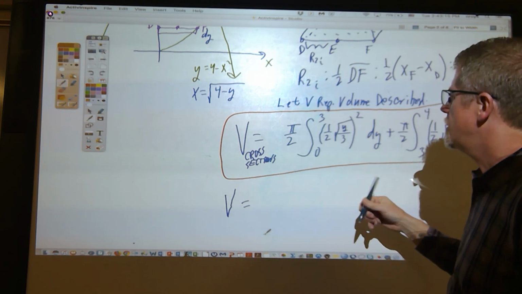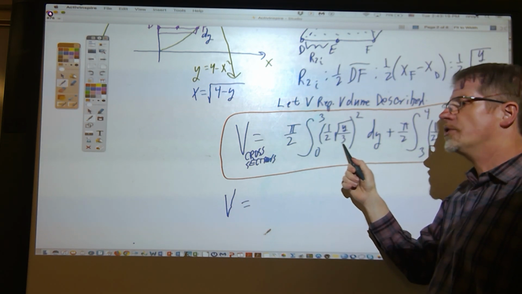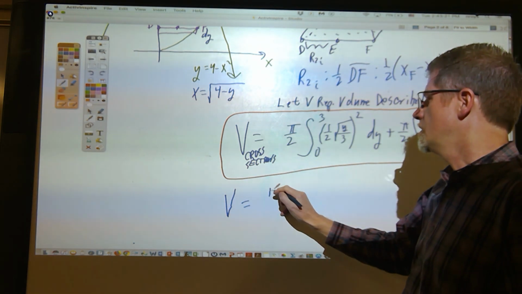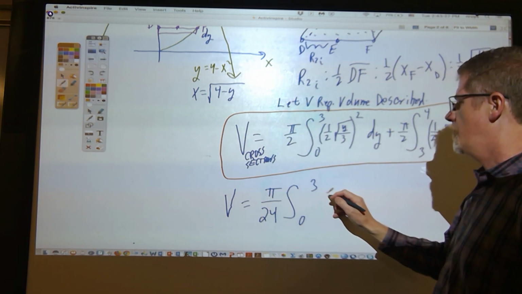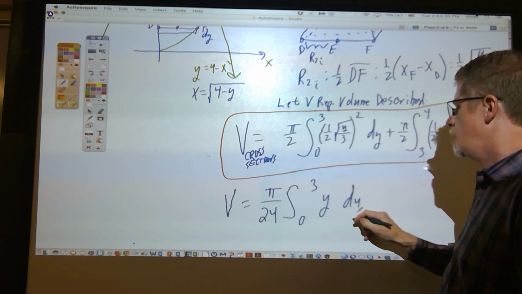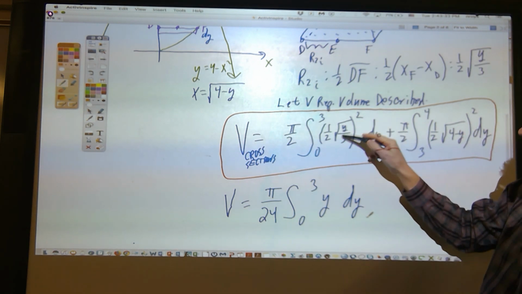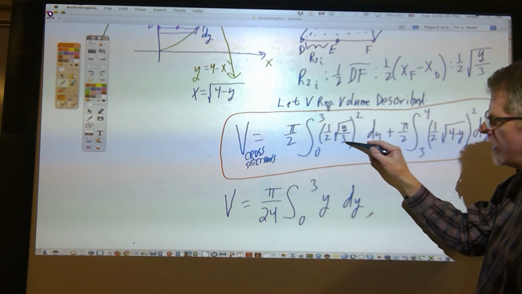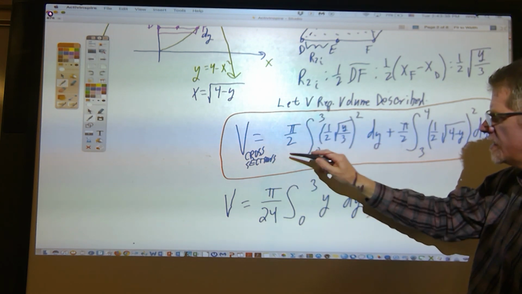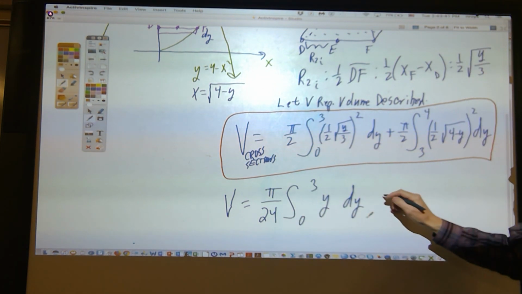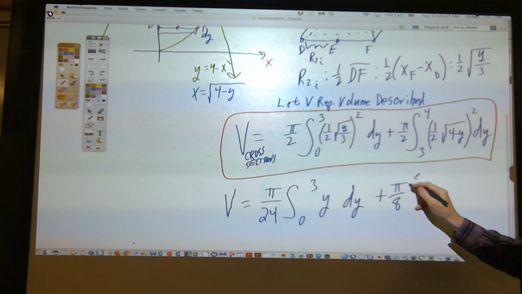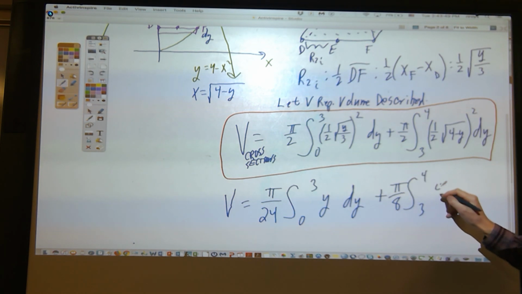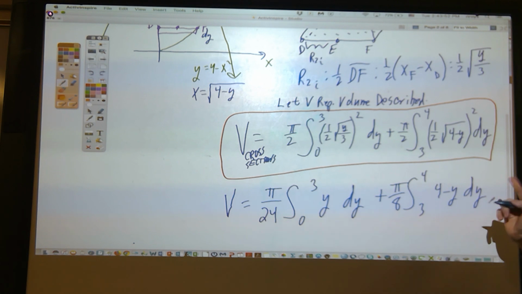First, 1/4 times 1/3 is 1/12, so we get pi over 24 times the integral from 0 to 3 of y dy. That's a nice simplification because when you square a square root, it's just going to be y over 3. 3 times 4 is 12, and 12 times 2 is 24. So that's the first integral. The second one is going to be 1/4 times 1/2 is 1/8, pi over 8, integral from 3 to 4 of the quantity 4 minus y dy. That's an expression that will type easily into your calculator.